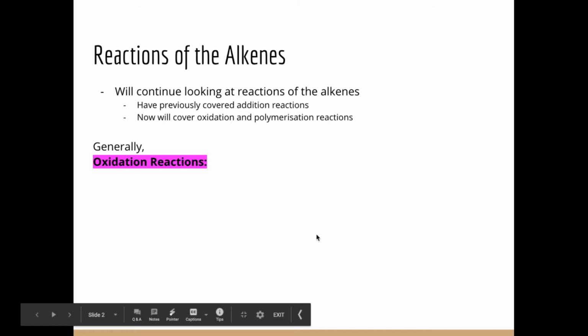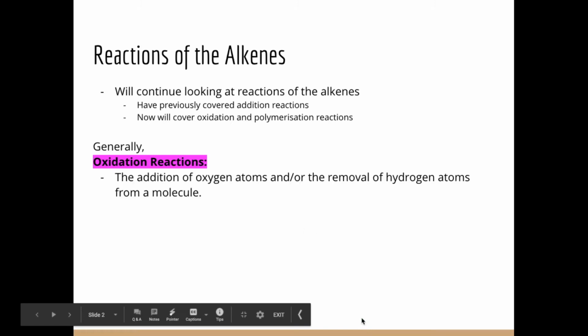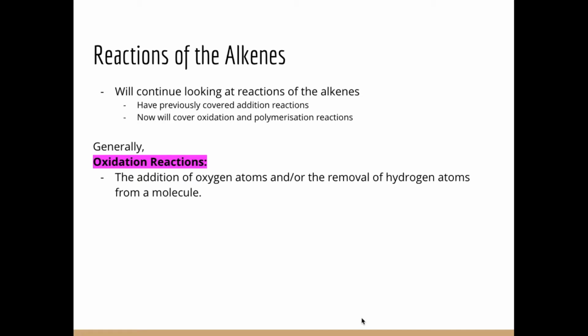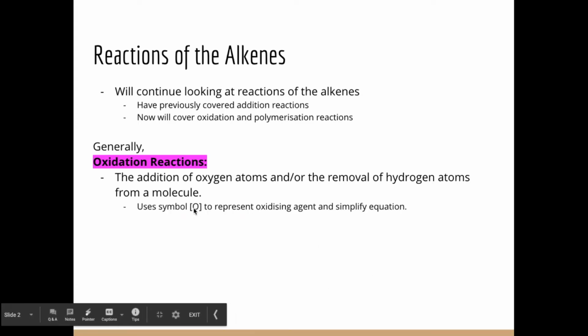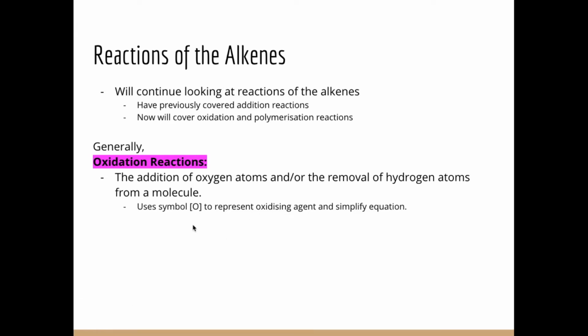In general, an oxidation reaction is the addition of an oxygen atom or the removal of hydrogen atoms from a molecule. We can consider the atoms we're adding or taking off when we're on the organic chemistry side of it. In the physical chemistry side, we've got our movement of electrons, oxidation and reduction as loss and gain respectively. And that is all still true. It's just we're looking at what the atoms are doing this time as opposed to what the electrons are doing. We use the symbol [O] to represent an oxidizing agent or [H] to represent a reducing agent. This just helps us simplify the equation a little bit.